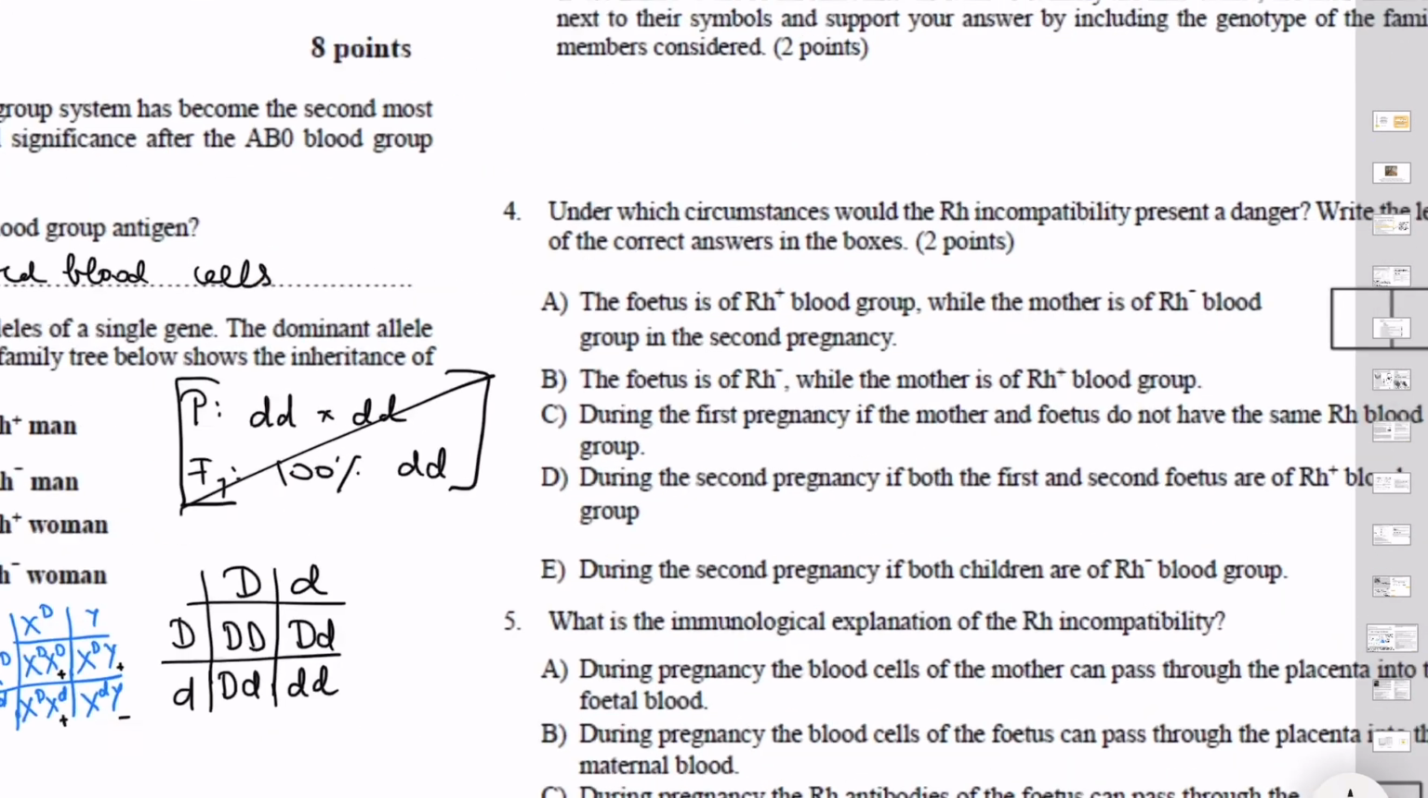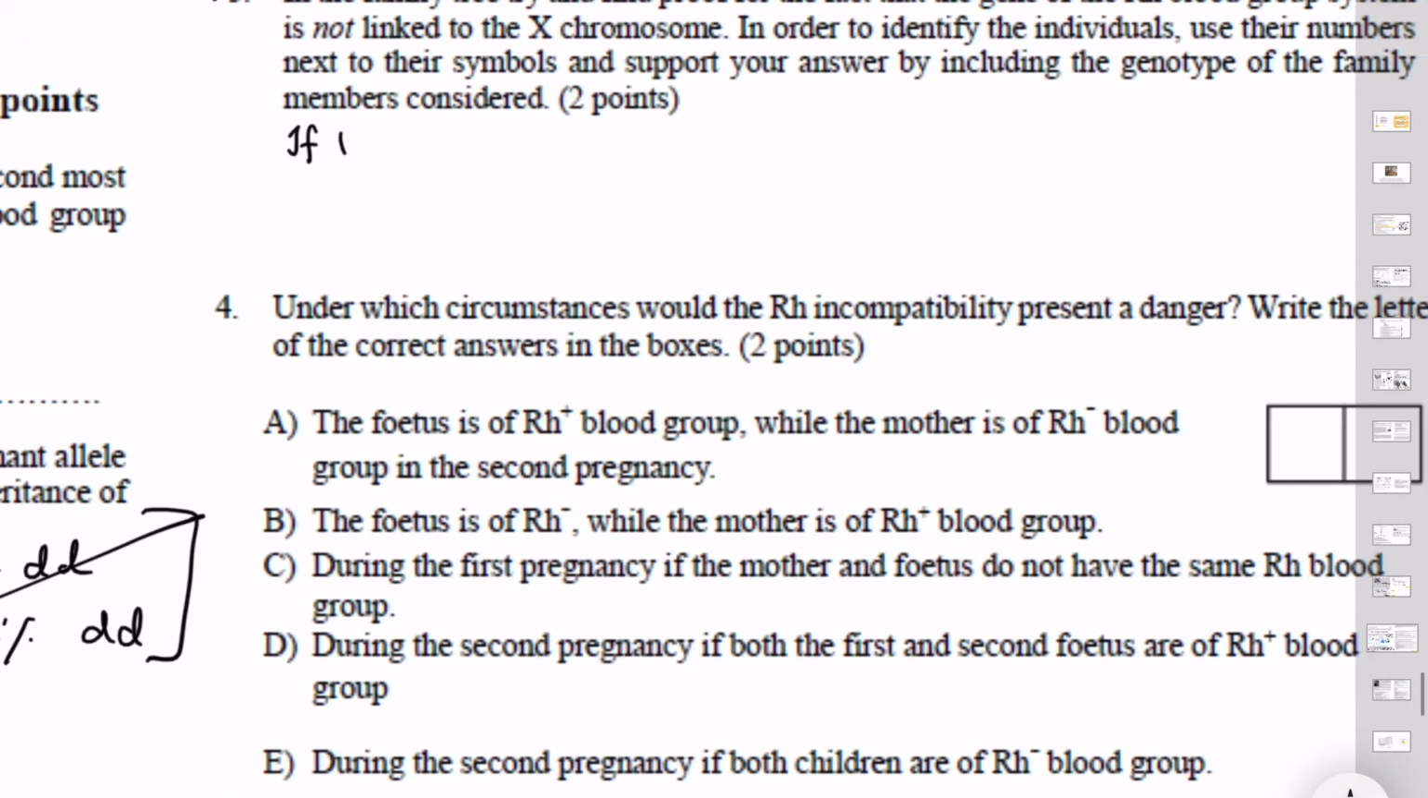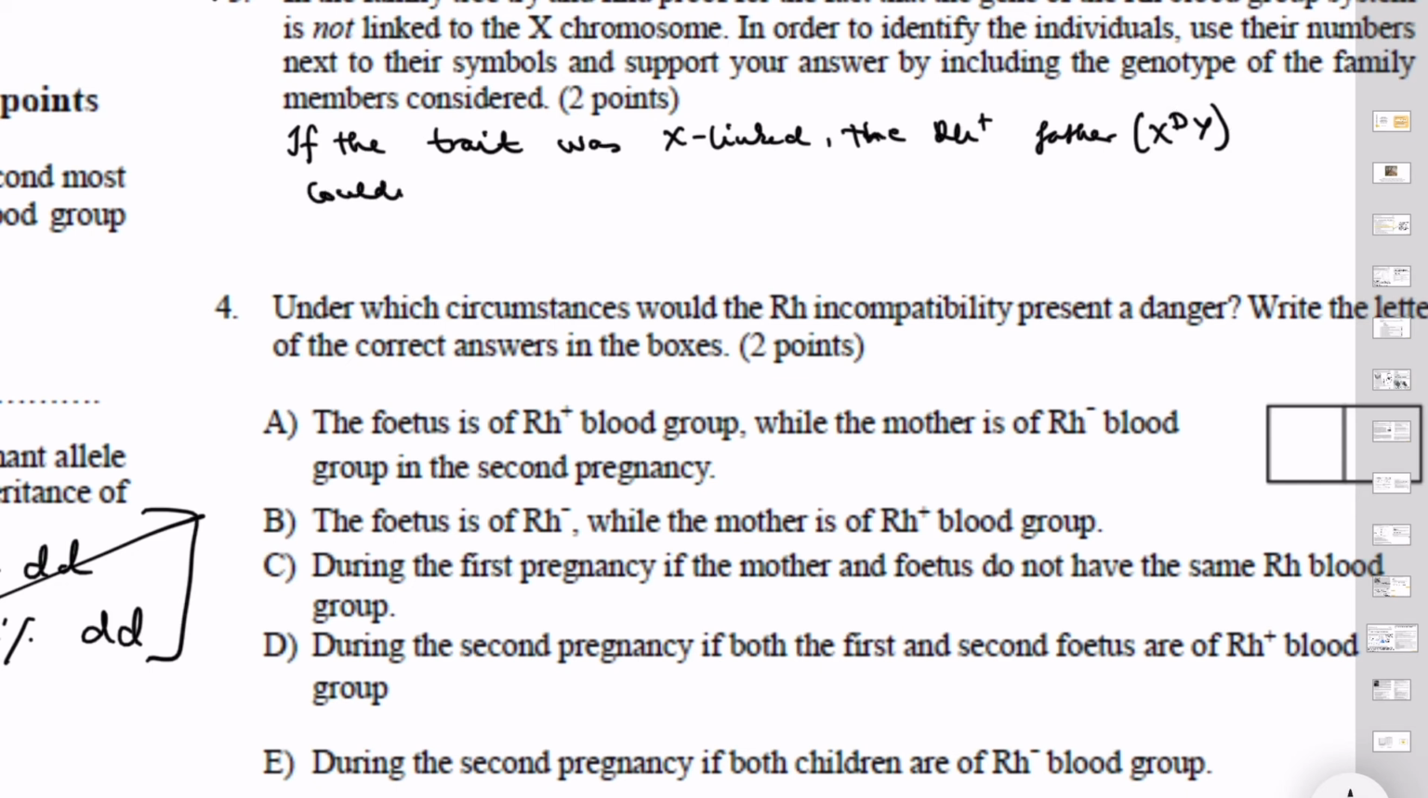So let's write it down. If the trait was X-linked, the Rh positive father couldn't have an Rh negative child. Daughter, basically. Rh negative. That's important. Daughter. Okay.